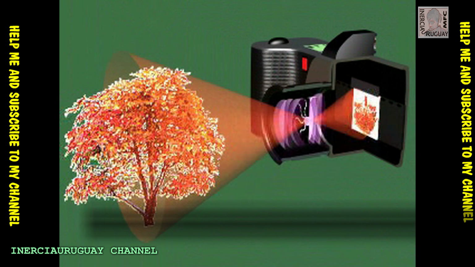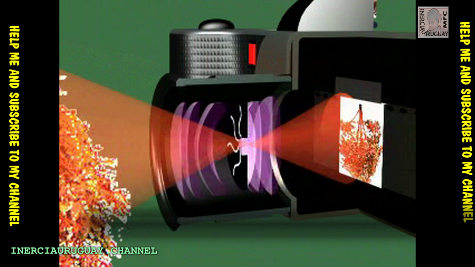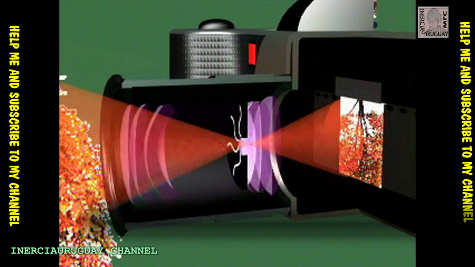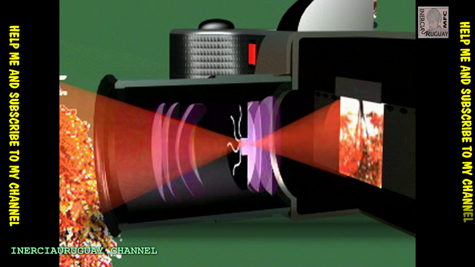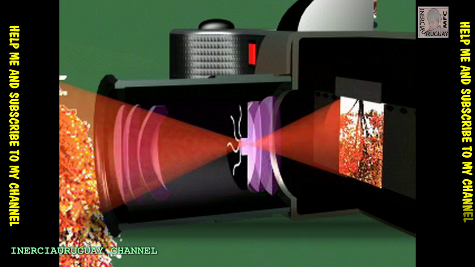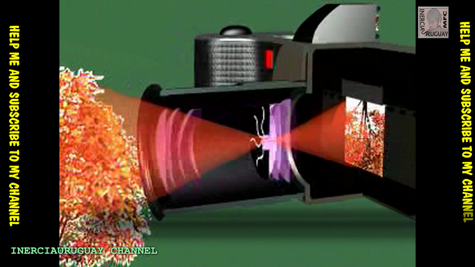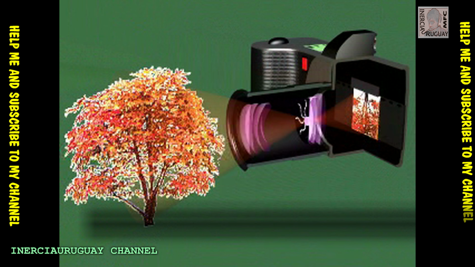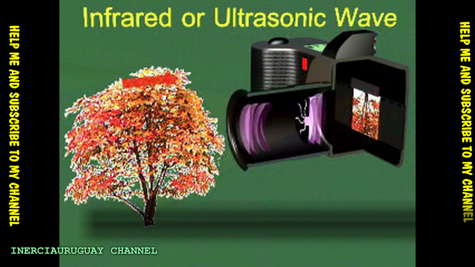In more sophisticated cameras, the lens can be moved closer or further away from the film. Changing the distance between the lens and the film changes the focus of the camera. A lens which can be moved in this way is called a zoom lens. In many modern cameras, the distance between the camera and the object to be photographed is measured by an infrared or ultrasonic wave emitted by the camera. The lens is then focused automatically.